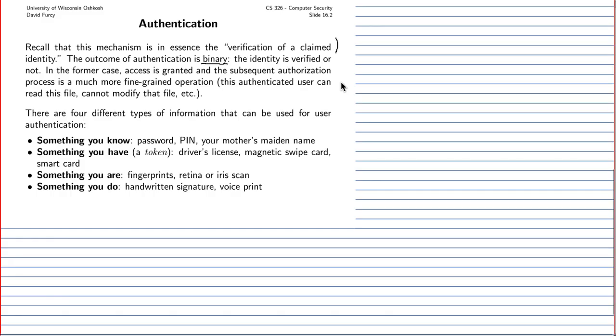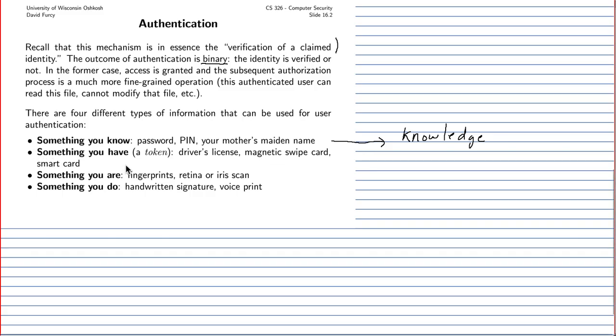So what kind of information is used for user authentication? Well, the standard taxonomy of authentication techniques is something you know, something you have, something you are, and something you do. Something you know is basically authenticating yourself through your knowledge. So you have to enter a password that only you are supposed to know, or you use a PIN, or you answer a security question like your mother's maiden name. So this is something that you know.